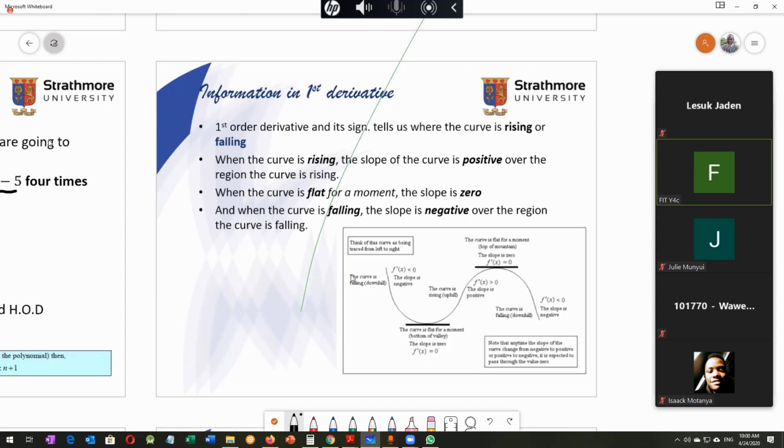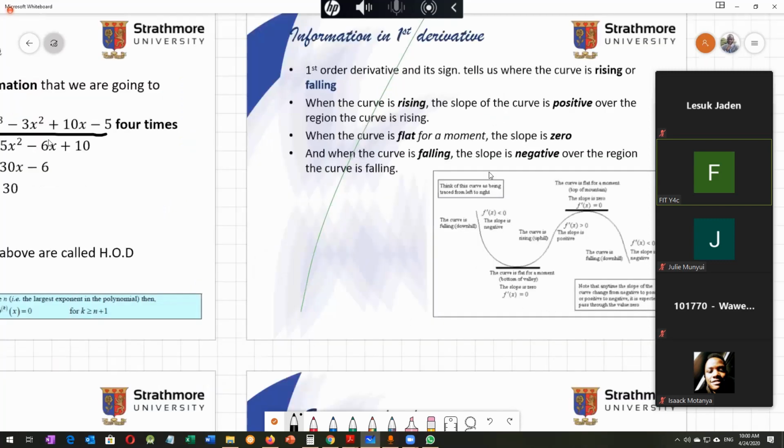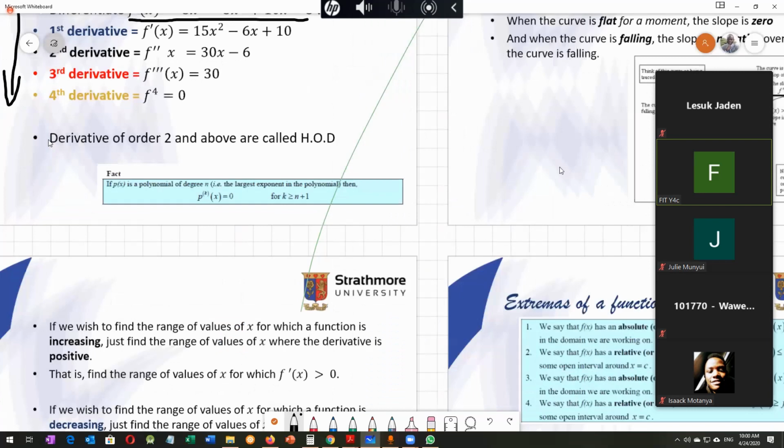And you can actually look at the diagram here. So if the first order derivative is less than 0, the curve is falling. If the first order derivative is 0, the curve is flat. If the first order derivative is greater than 0, the curve is rising. And you can actually see all these places on the curve. So even without plotting the curve, we can do our computation by knowing at this place the curve is rising and at this place the curve is falling. That's the first thing.